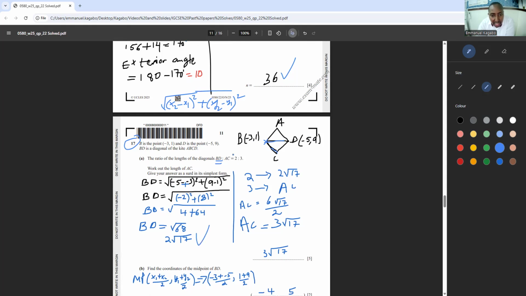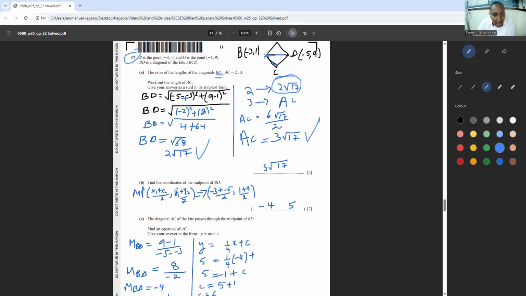Then they told us BD and AC are in this ratio. So in other words, 2 is equivalent to that. What about the 3? Just do proportion and then work it out. You can first get 1 unit: divide this by 2 to get 1 unit, then times 3, and that will give you the final answer as that.